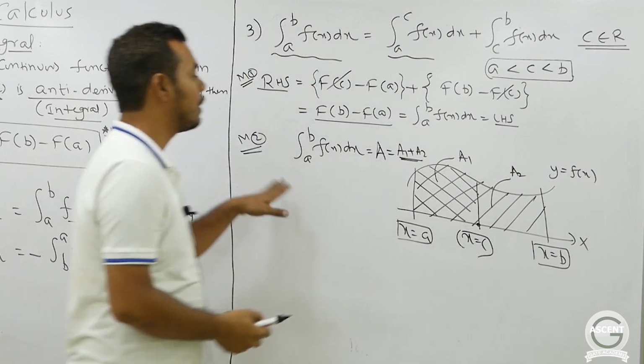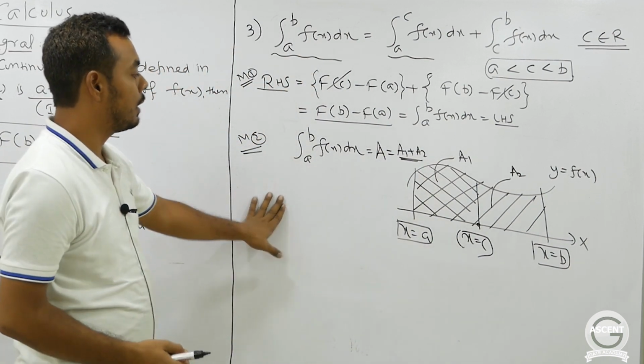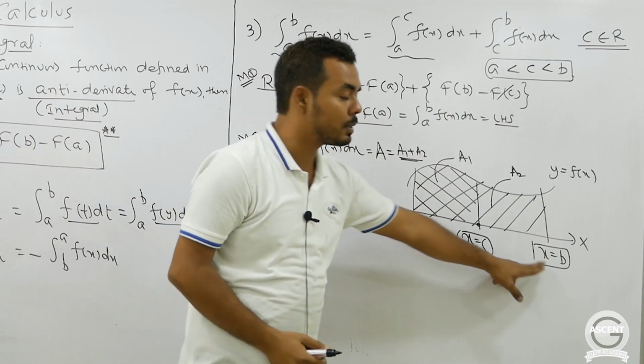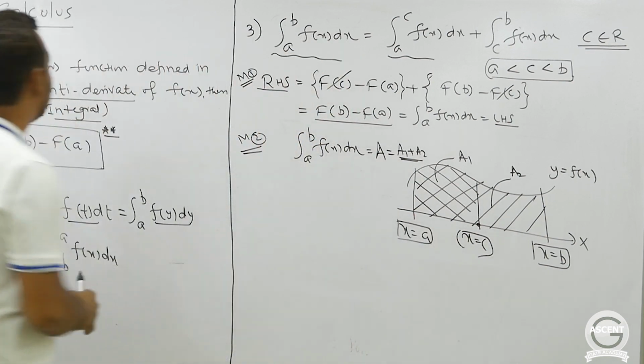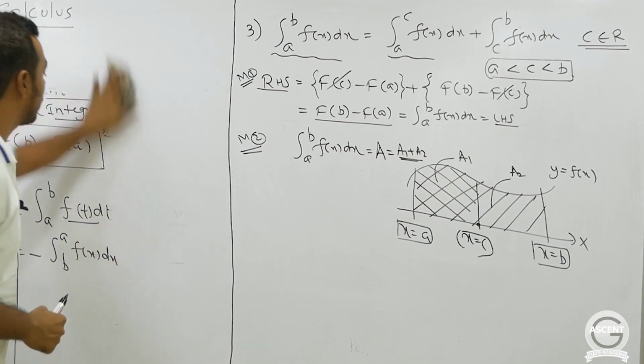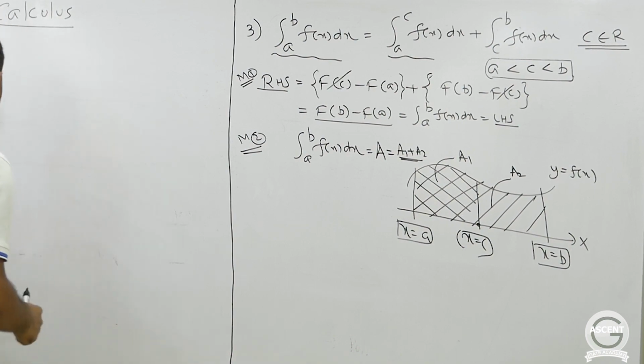So this is another way of looking at this result: the area from A to B will be the area from A to C plus C to B. Okay, so this is our third property. Now we will take one example and see when these properties are applied, and how to use them.